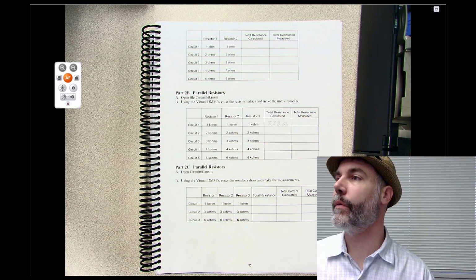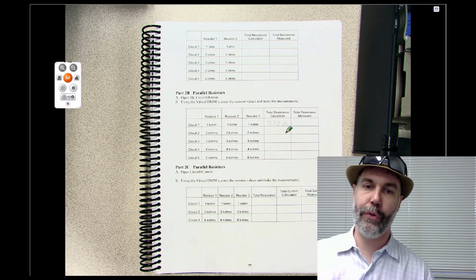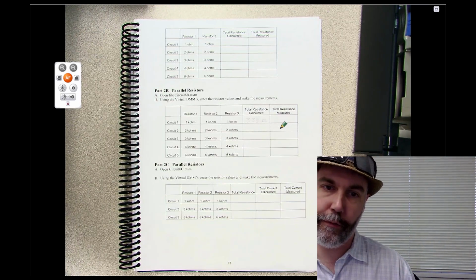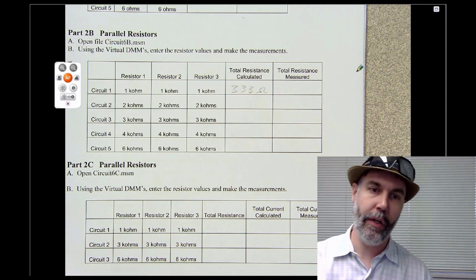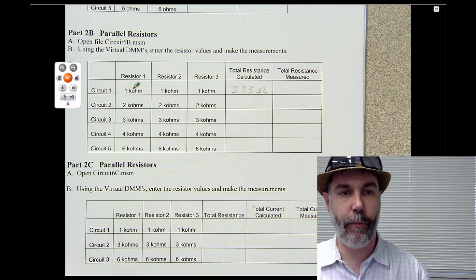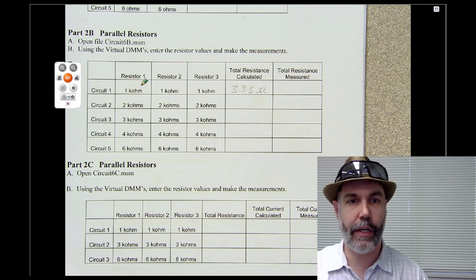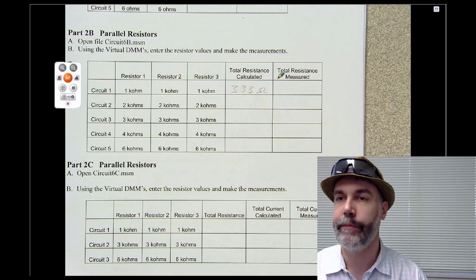How did you do the 2B with the 3 resistance? Okay. So for this one, what you have is you have 3 resistors in parallel, and they're all the same value. So you just take one of those resistor values and divide it by 3. So in this case, that'll be 1,000 divided by 3 gives you about 333.